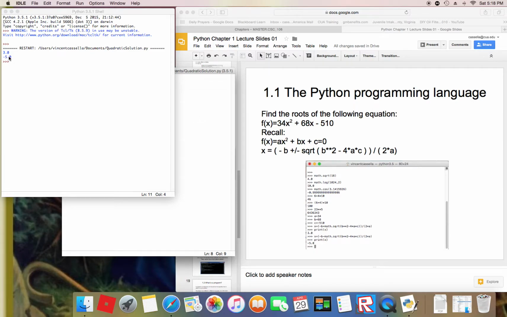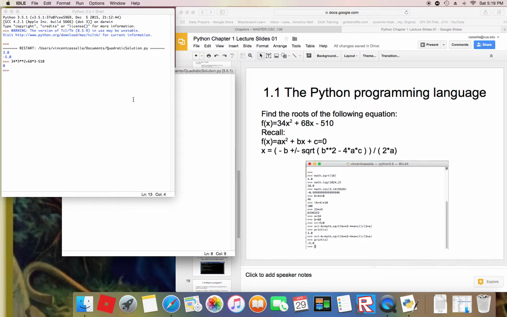It gave me my two answers, 3 and negative 5. And you see when I calculated it here, I got 3 and negative 5. I could check to see if that's right. How do I know it's right? Well, it's right if I say 34 times 3, asterisk asterisk 2, to make it 34x squared, plus 68 times 3, because that's the value of x I'm using right now, and then minus 510. After that calculation, I better end up with 0. Enter. And I do. I get 0.